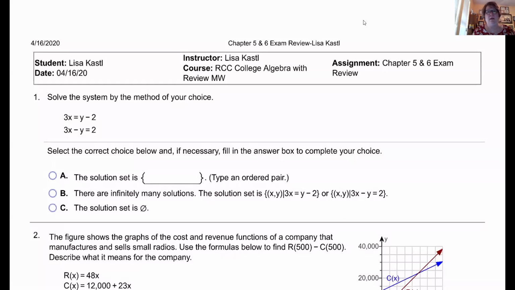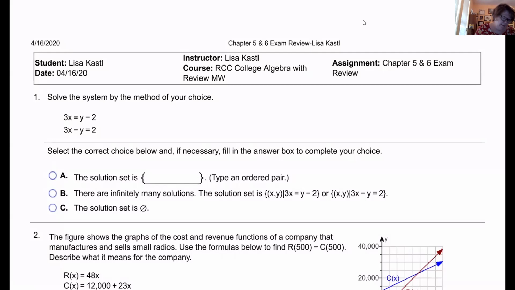Now I might recognize that that top equation is solved for 3x. So I should be able to substitute y minus 2 into the second equation for 3x. It says 3x equals y minus 2. If I didn't recognize that, perhaps I could solve the top equation for y and plug that into the second. There are several different ways that I can solve this. I just happen to recognize that the top equation is solved for 3x.